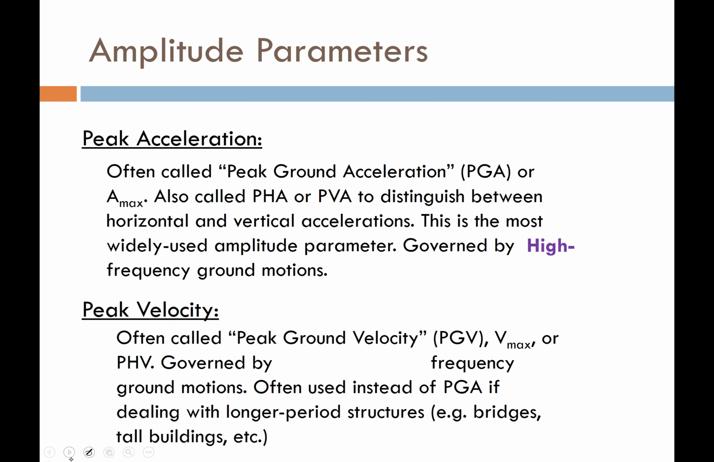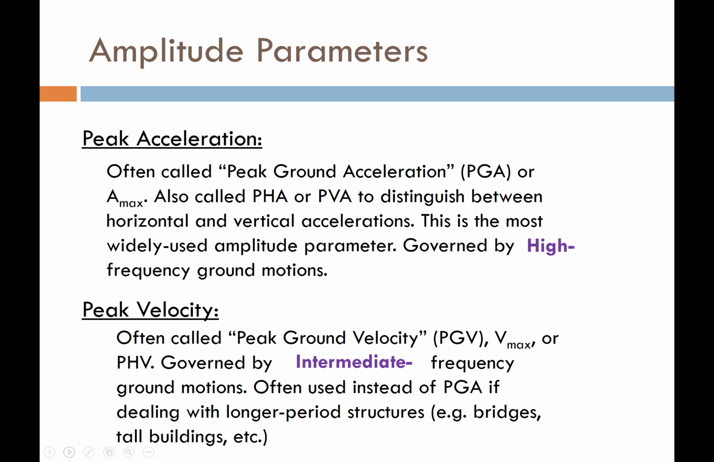I do want to say that the peak acceleration tends to be governed by high frequency ground motions. The peak velocity is similar to the peak acceleration, but we're looking at the velocity time history now. So the peak velocity is often called the peak ground velocity, or PGV. Sometimes it's called Vmax, or PHV for peak horizontal velocity. These tend to be governed by the intermediate frequency ground motions.